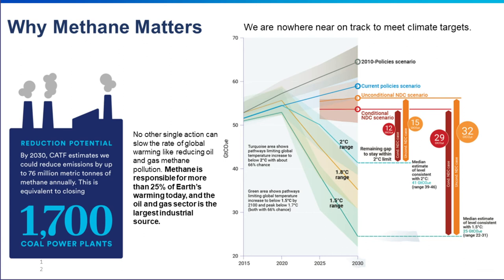But methane, from a climate perspective, we see the potential for deep reductions in methane equivalent to shutting down 1,700 coal-fired power plants by 2030. That's a lot of emissions. It has the real potential to slow the rate of warming that we are experiencing currently. And as we've seen from the latest UNEP report, the emissions gap report that came out a couple of weeks ago, we're really nowhere on track for meeting our climate goals. So getting these kinds of relatively simple reductions from the oil and gas sector on methane are critical to getting us back on the path to meet our target of curtailing global warming emissions.